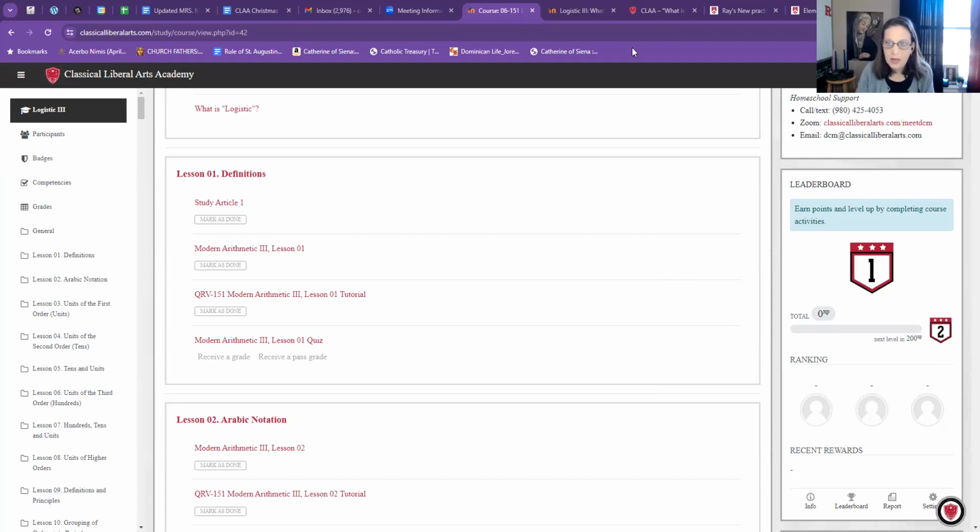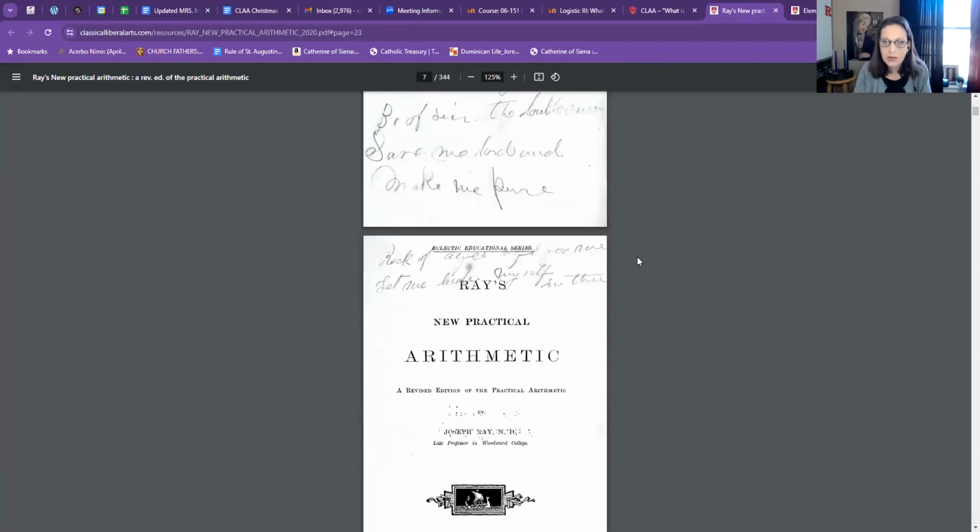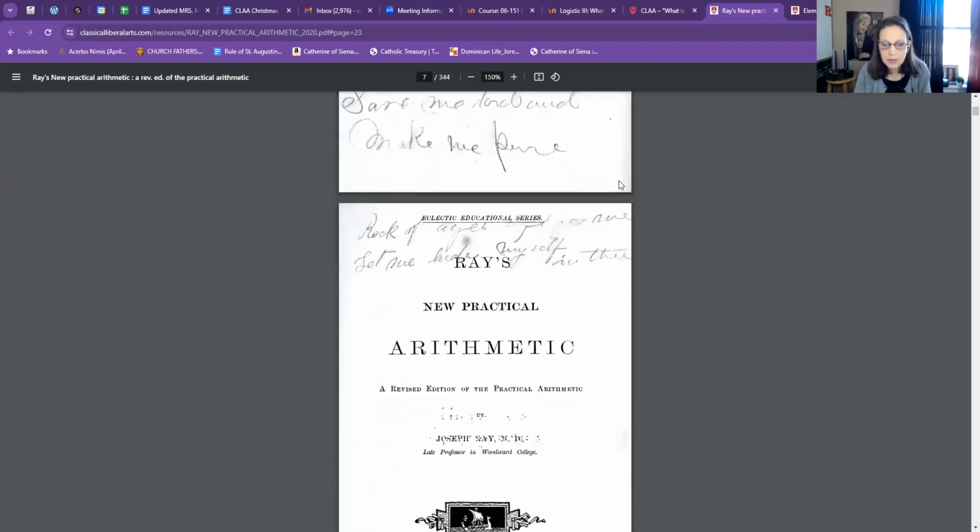Okay, so let's look at the book for logistic. Here's the book we're going to look at. So let's look at the back. I told you whenever you get a new book, look at the table of contents to see what the book's about.